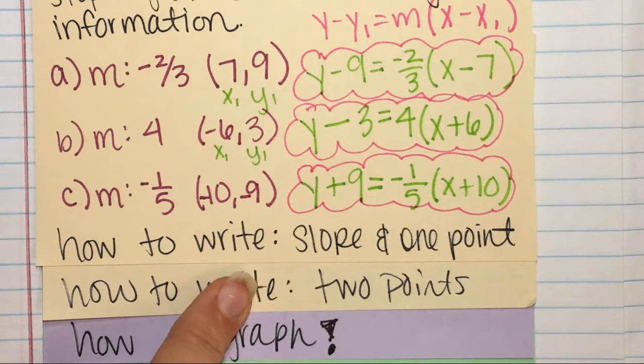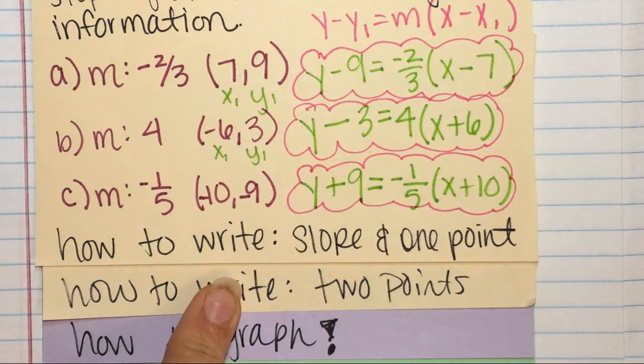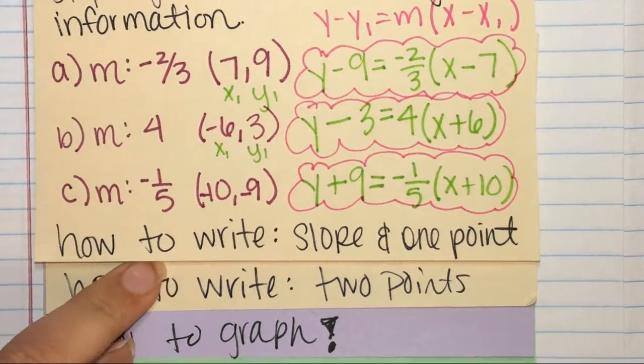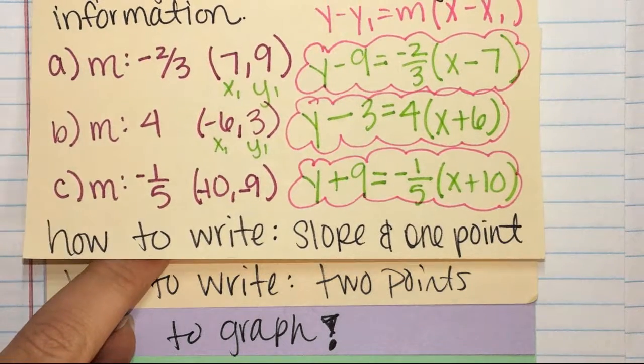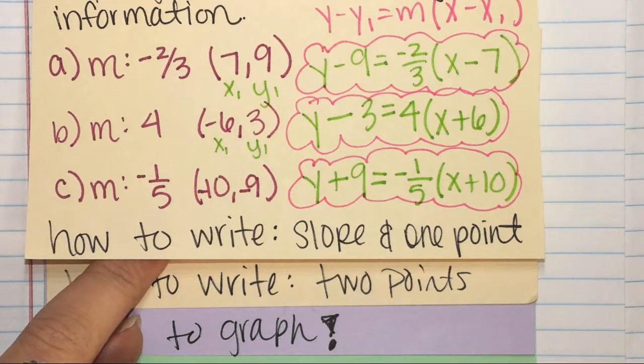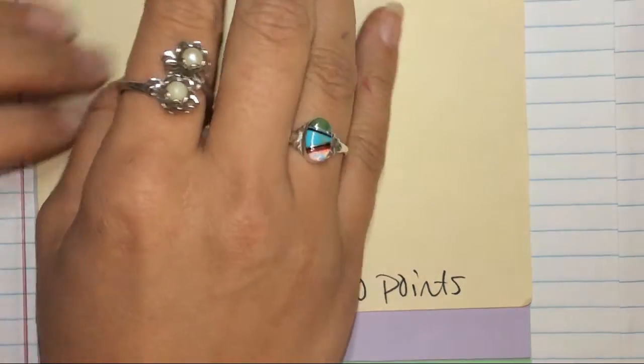Alright, so now, if I give you the point and I give you the slope, all you have to do is plug it in. But what do you have to do if I give you 2 points? You gotta do the x1, y1 minus the x2, y2. What is that called? What do you have to find? The slope. You have to find the slope.